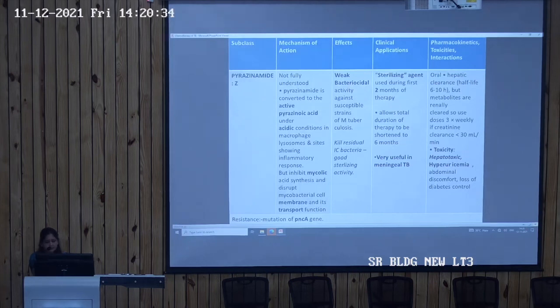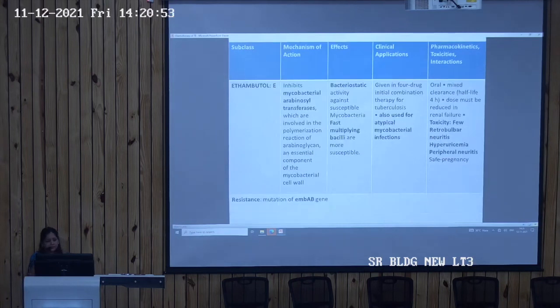Now toxicity पे अगर हम आते हैं इसकी, again it is also hepatotoxic. It can also cause hyperuricemia. You have to be careful in gout patients, and abdominal discomfort and loss of diabetic control are the other side effects associated with pyrazinamide.